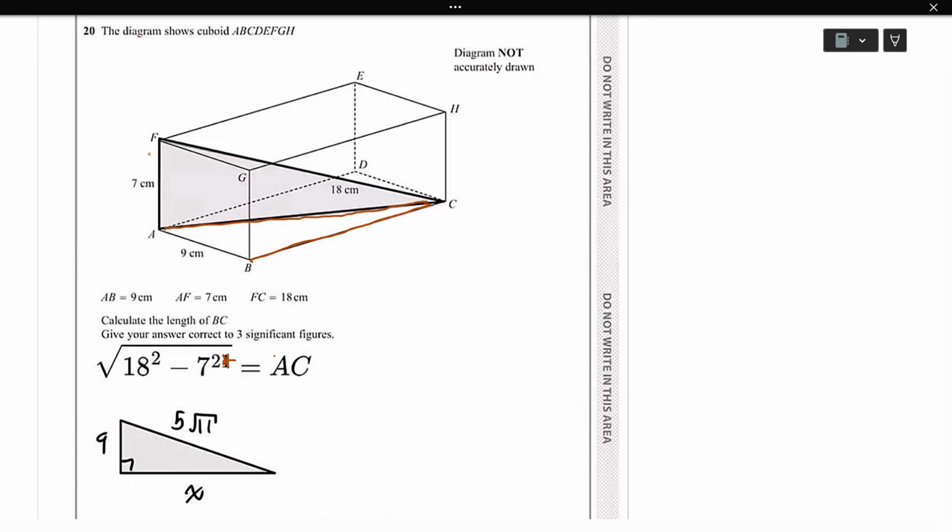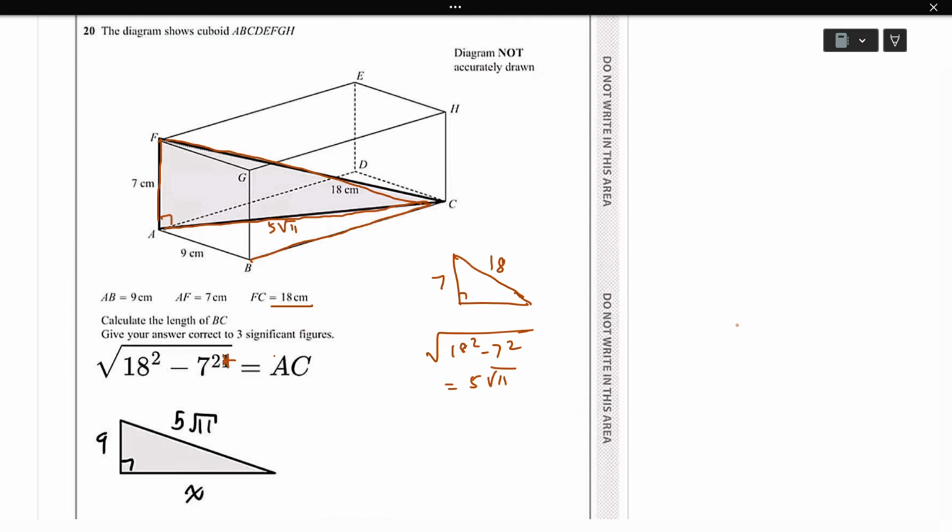First we take this triangle, which has a 90 degree angle. The length 18 is given. Here is 7, here is 18. We are going to use Pythagoras: square root of 18 square minus 7 square. We get the answer as 5 root 11. That is going to be here, 5 root 11.